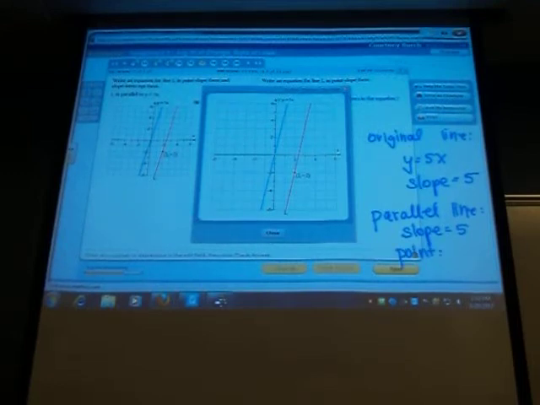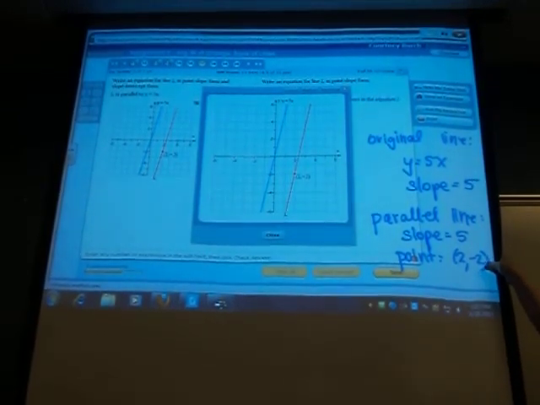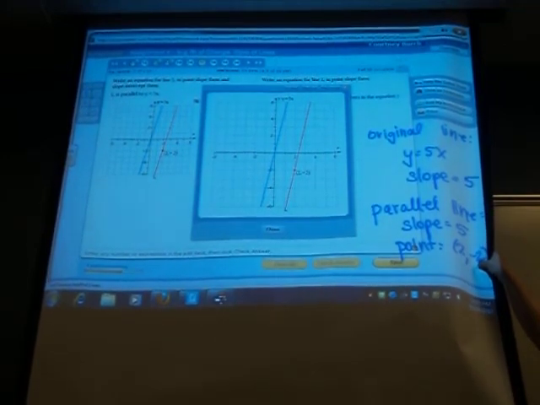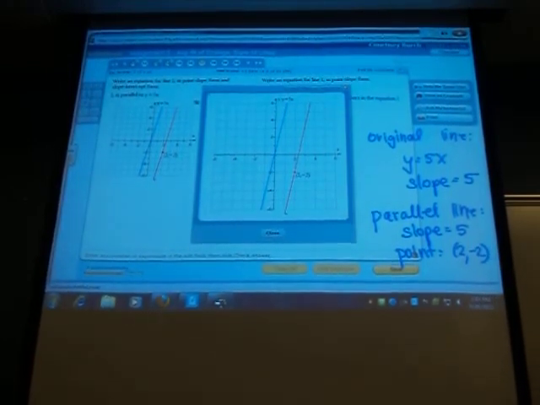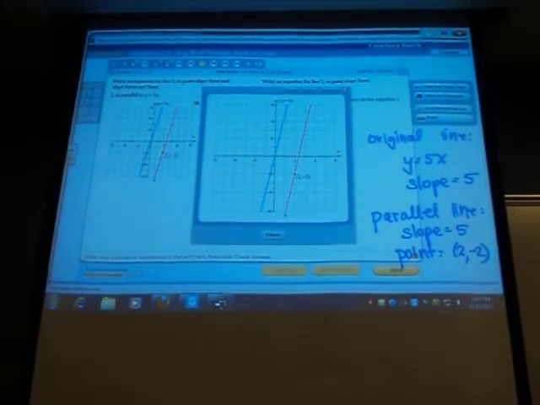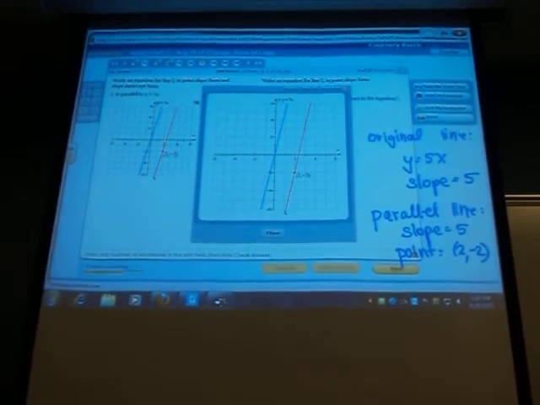And the point that they give me on that parallel line is (2, -2). So now you have to do the problem where you find the equation with a slope of 5 and a point of (2, -2). Now we know how to do that. That's what we've been doing. You just have to do a little background work before you start that problem. So how would we find the equation with a slope of 5 and this point? We'd fill in y equals mx plus b with all the data we've gathered.